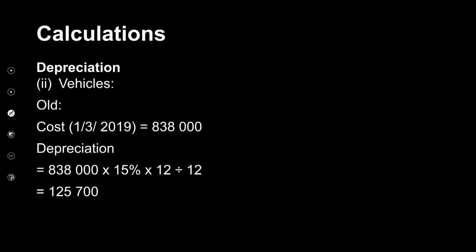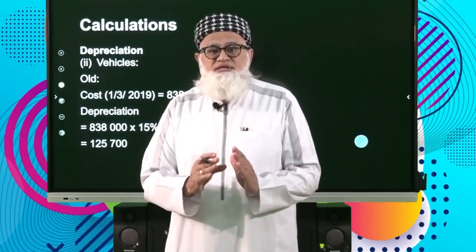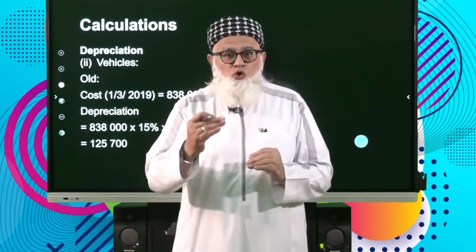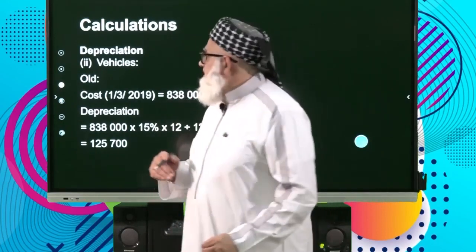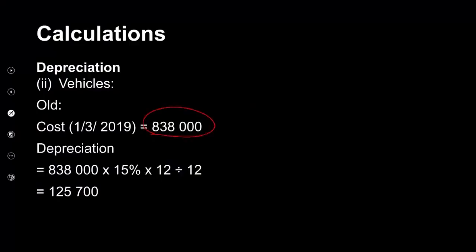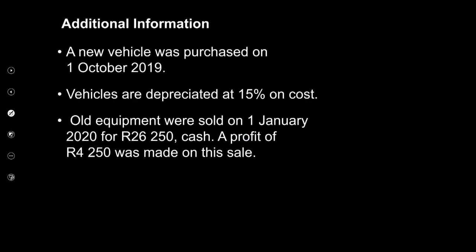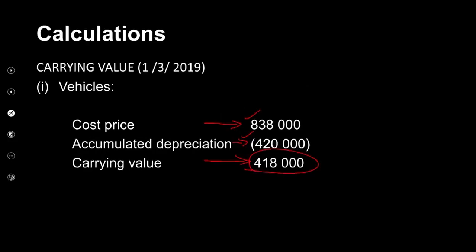Now we are expected to work out our depreciation. Right, always keep your calculations for depreciations separate, old and new. Starting with the old, cost price was 838,000. We've dealt with that figure already, we've seen it. It was my balance at the beginning of the year. And what was my rate of depreciation? Let's just check my rate of depreciation for vehicles. Vehicles are depreciated at 15% per annum on cost.